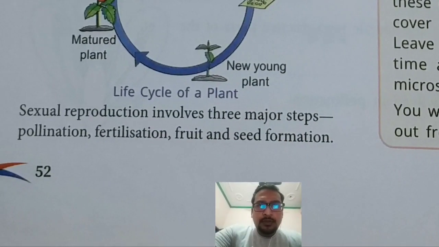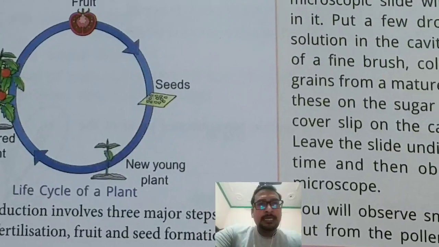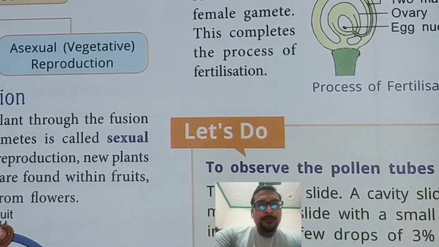So three major steps are there. Number one is pollination, second is fertilization, and there is seed or fruit formation. So fruit and seed together are formed, and inside the fruit there are seeds. Inside the seed there is an embryo.